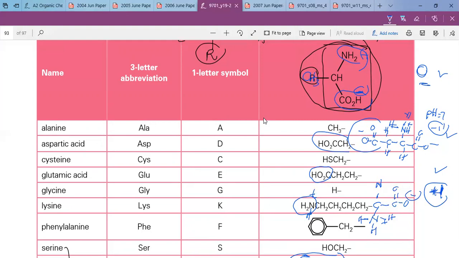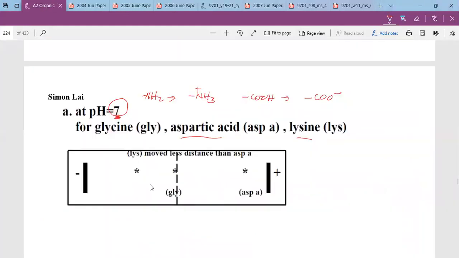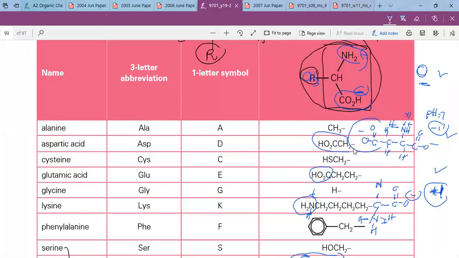So that's why they ask you now, so I can separate them and identify them. Glycine, after putting here, didn't move. They ask you why it didn't move. Because it is neutral. Charge is 0. Aspartic acid is negative. Remember, aspartic acid is negative 1.